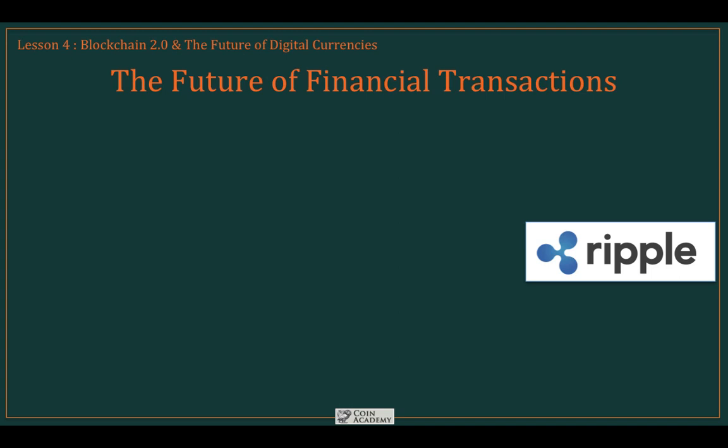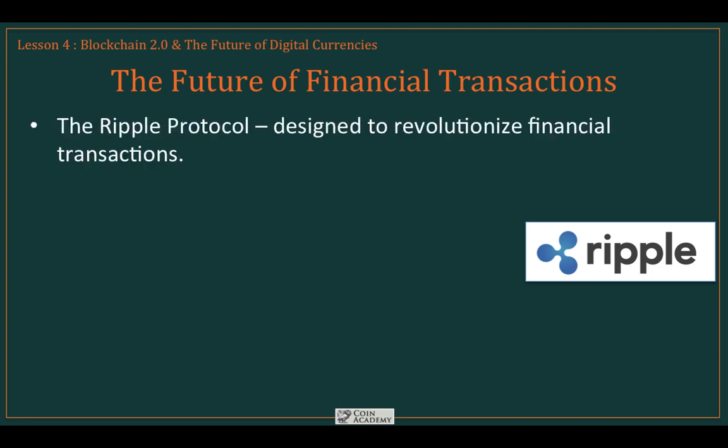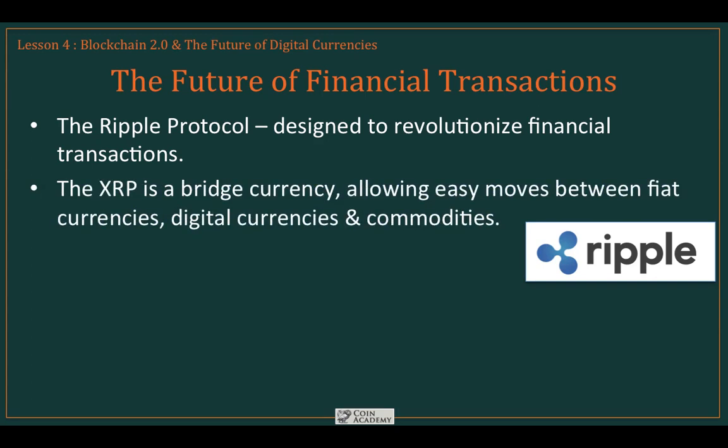Another area where we're expecting to see big changes is in the world of financial transactions, and here we jump back and look again at Ripple, which we looked at in the previous lesson. The Ripple protocol is designed to revolutionize financial transactions. There is also a currency associated with Ripple. It's called the XRP, but the XRP is primarily a bridge currency, allowing people to easily move between fiat currencies, digital currencies, and commodities inside of the Ripple network using the Ripple protocol.